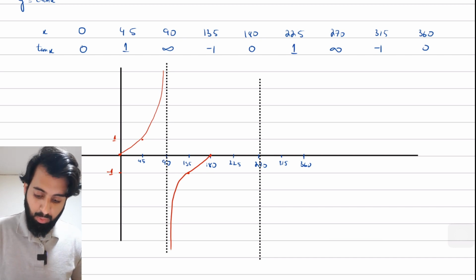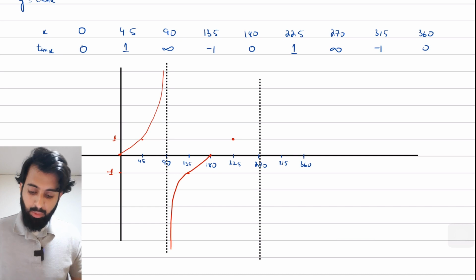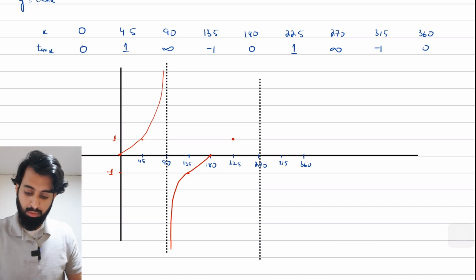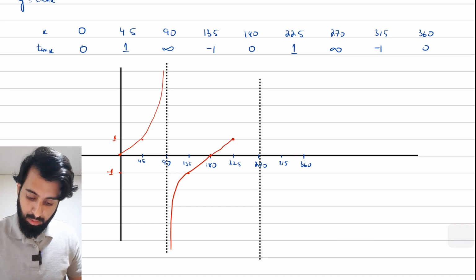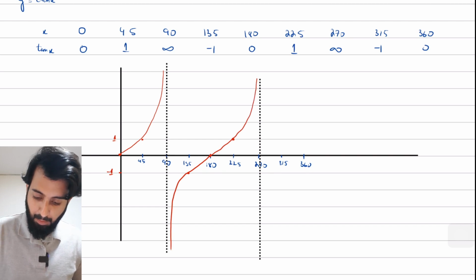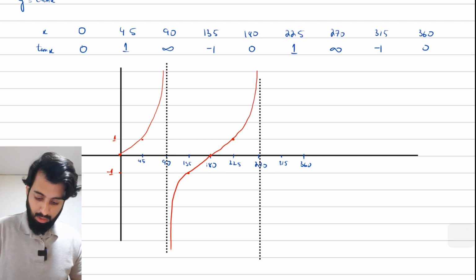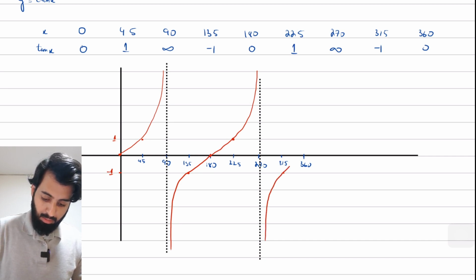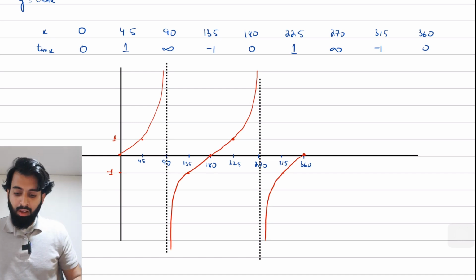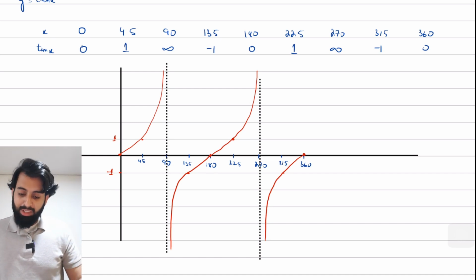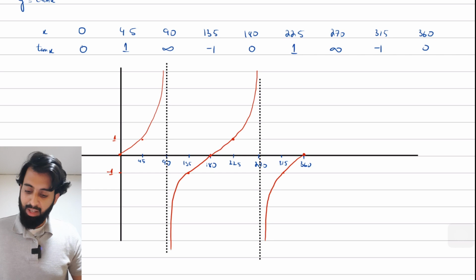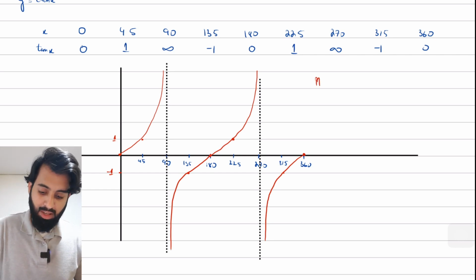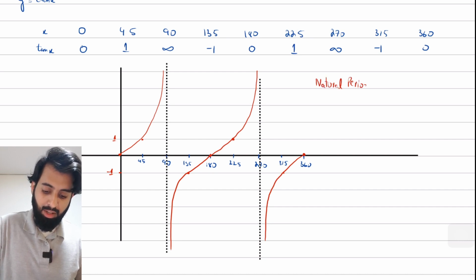Why? Because at 225, we get the exact same pattern. At 225, it's equal to 1. At 270, it's equal to infinity again. So this is what it's going to look like. Go all the way up, come back up from all the way down, and then back to 0. So we can't determine the maximum or the minimum value of tan, but what we can determine is something called the natural period, like we just saw earlier.